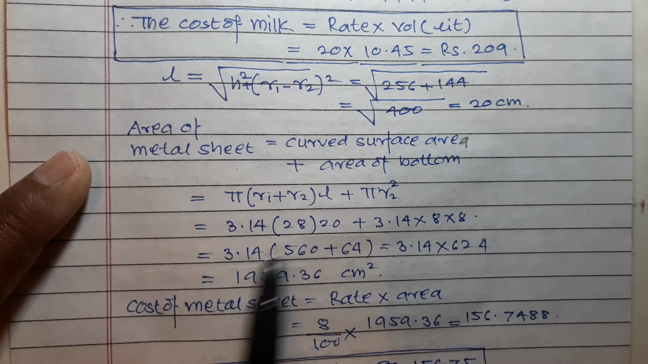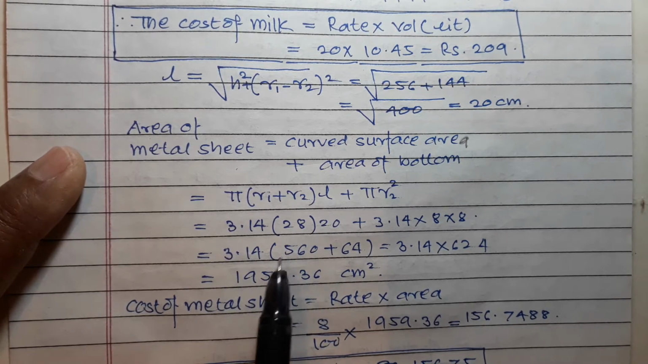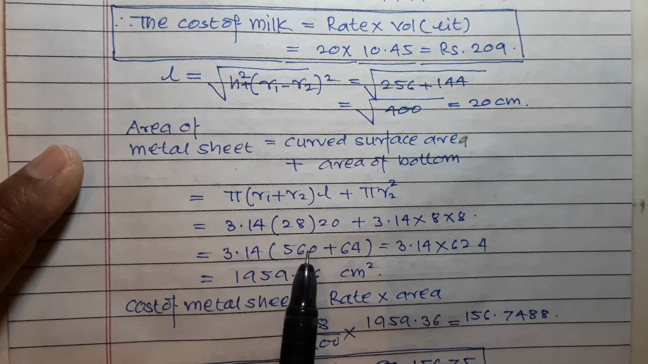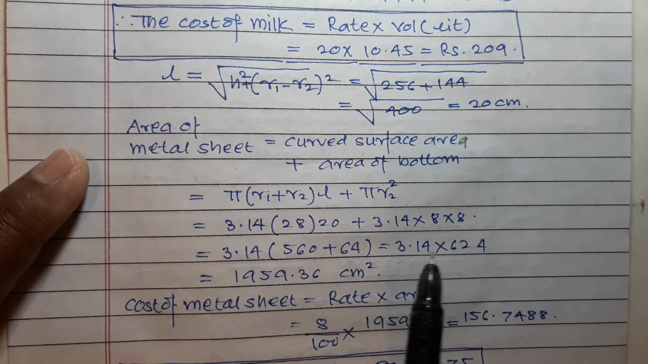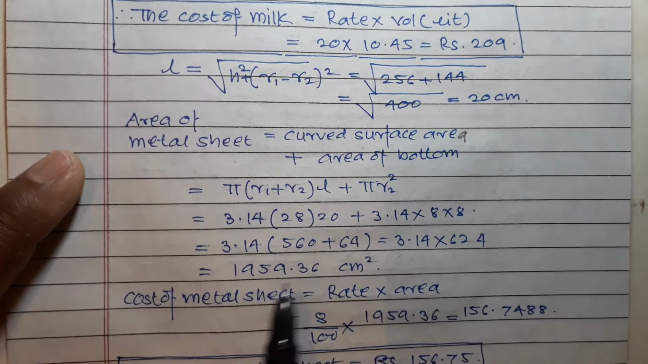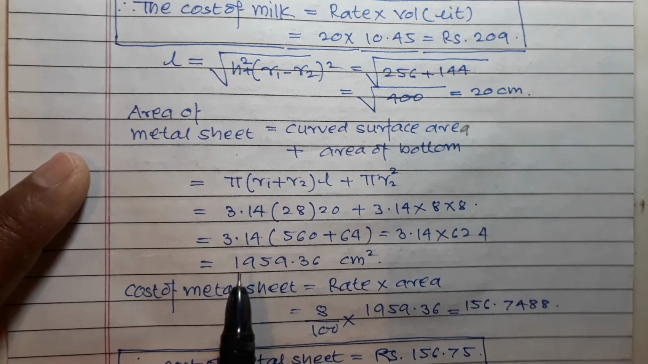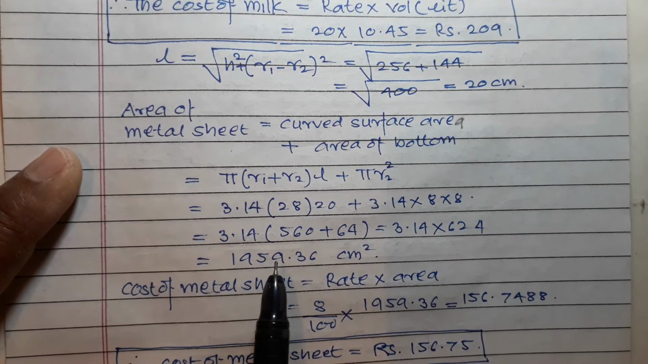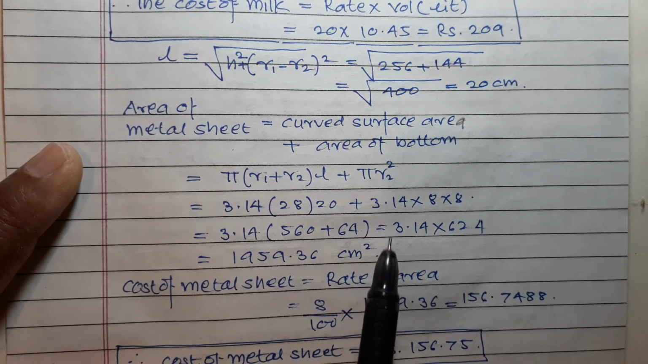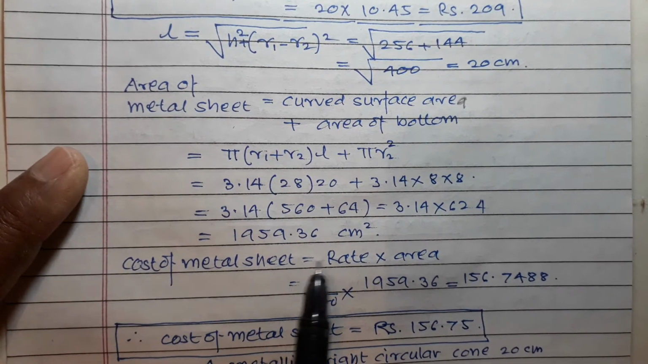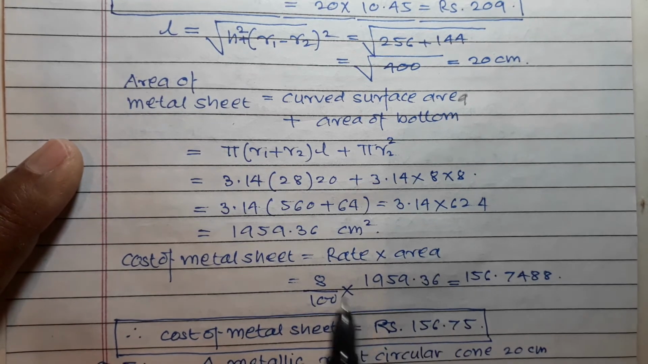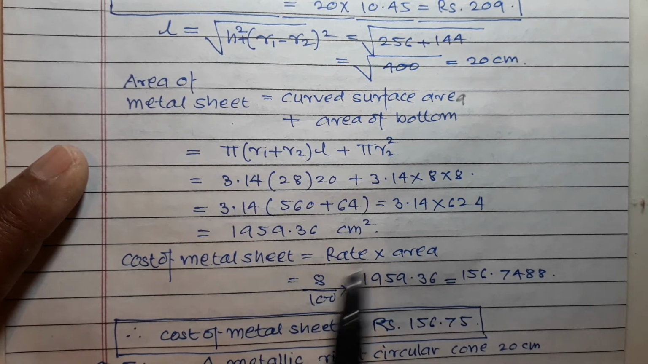So this is 3.14 into 28 into 20 plus 3.14 into 8 into 8. So 3.14 you take common. So this is 560 plus 64, equal to 3.14 into 624, and if you multiply this you will get 1959.36 cm square. And therefore cost of metal sheet is equal to rate into area.